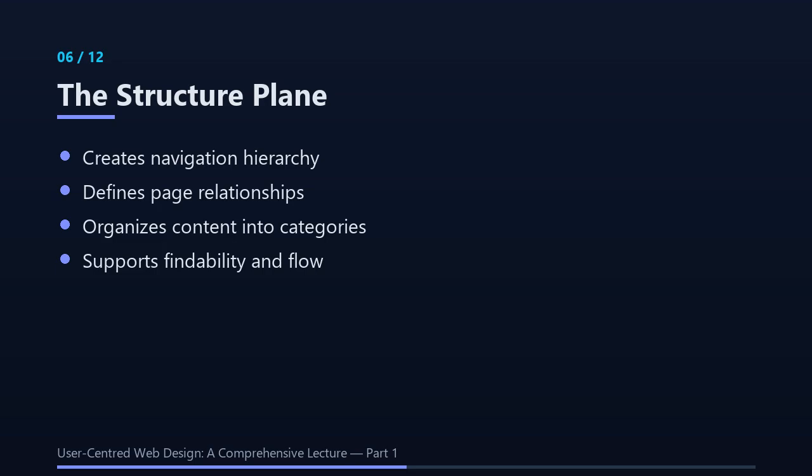A well-designed structure enhances findability, allowing users to predict where information resides and reducing the cognitive load of searching. It also supports smooth flow, ensuring that after completing a task, like reading an article, the user can easily proceed to related content or a next step. Techniques such as card sorting or tree testing are often employed to validate the proposed structure with real users before moving on to visual design.